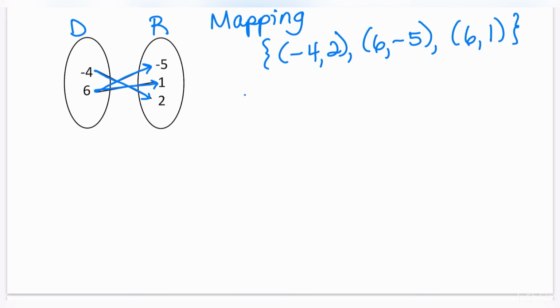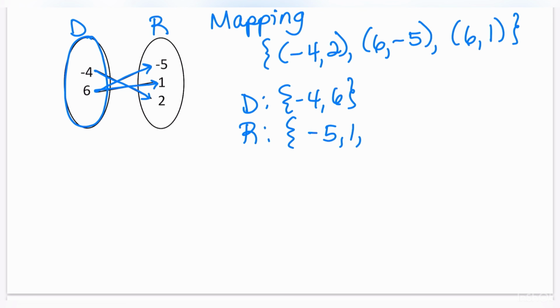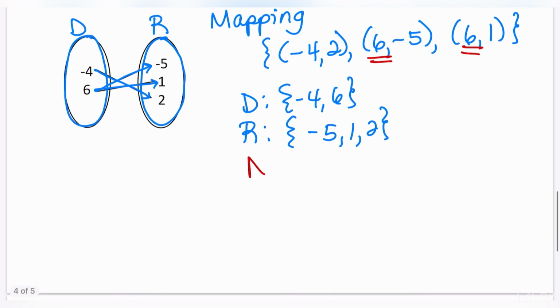What is my domain? My domain very easily is -4 and 6, and it's nice because in the mapping it's already organized for us. I can already tell these values are my domain, and in the same way my range is -5, 1, and 2. So right here, this is my range. Does this relation represent a function? And the answer is no, because the 6 repeats twice. This relation does not represent a function. Remember, the x's cannot repeat in order for this to be a function.